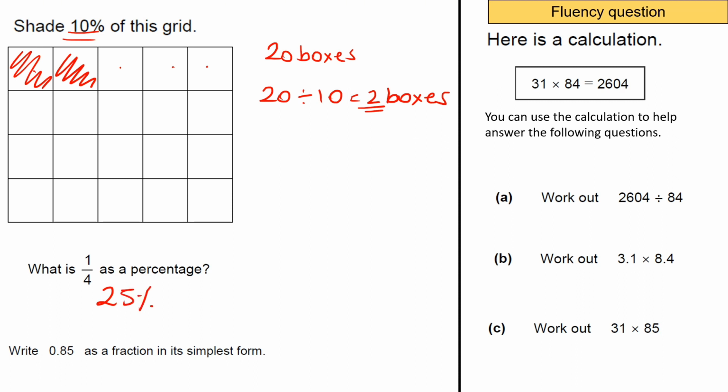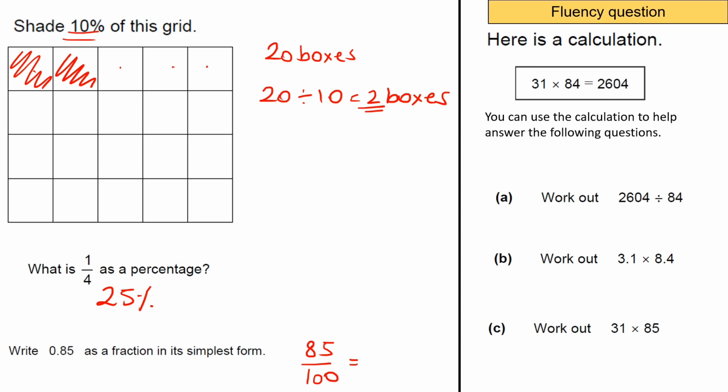Write 0.85 as a fraction in its simplest form. 0.85 is 85 out of 100. In its simplest form, what we are going to need to do is simplify this. You can divide it by 5, and you can divide it again.